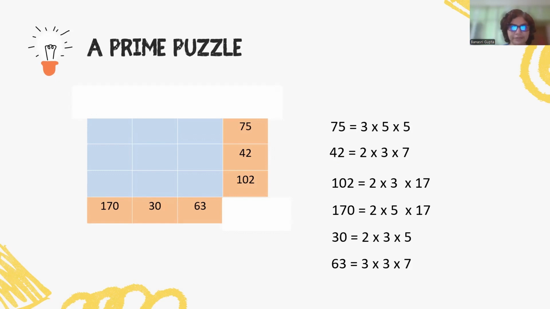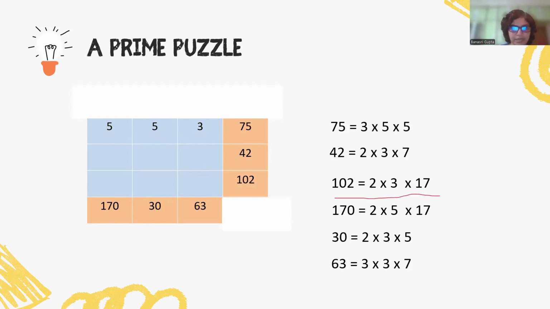So we have done prime factorization of the numbers. Let us first take 75. 75 is 3 into 5 into 5. But 5 cannot sit here because this number is not divisible by 5. So then 3 must come here. So the other two 5s we can fill in this place.